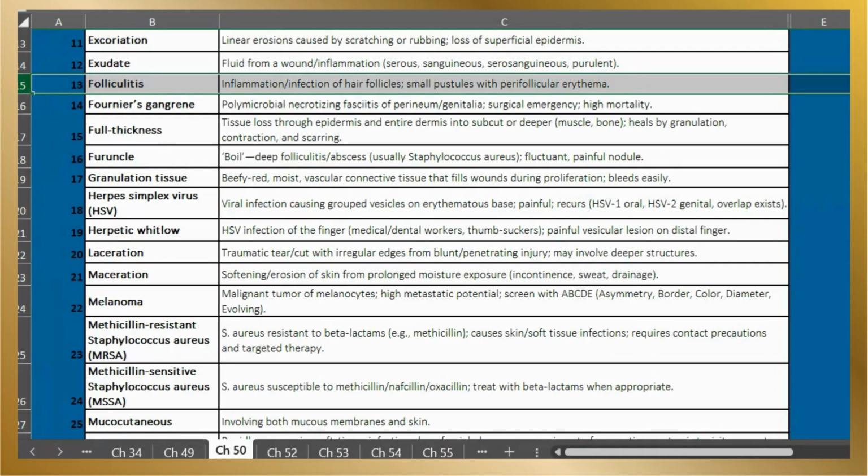Folliculitis: inflammation or infection of hair follicles, a small pustule with perifollicular erythema. So follicle is the hair follicle, and itis is the suffix for inflammation. Any word that you know is inflammation has itis, like conjunctivitis.